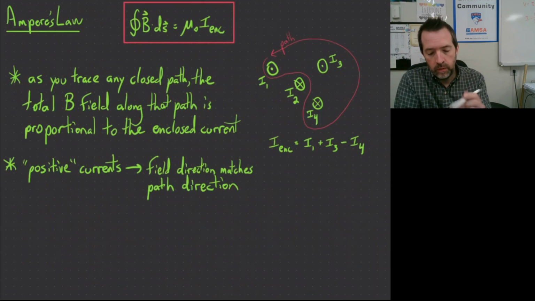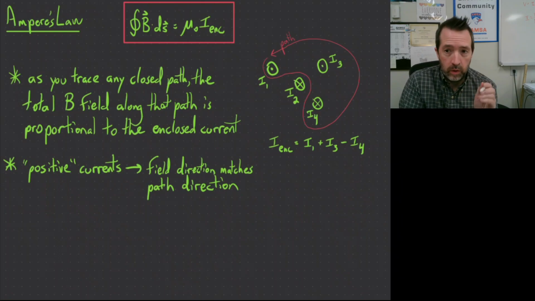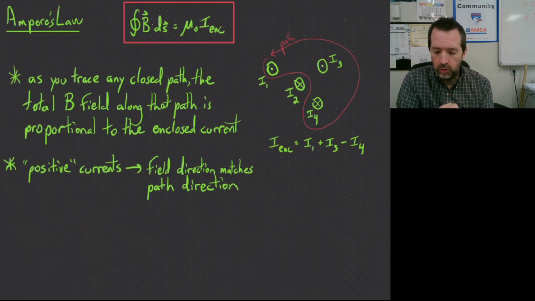The enclosed current thing is worth talking about a little bit. So I have a new illustration here with 4 currents. All of these currents are perpendicular to the screen. You can see 2 of them go inward and 2 of them come outward. And I've illustrated a path shaped like a kidney bean or a boomerang.